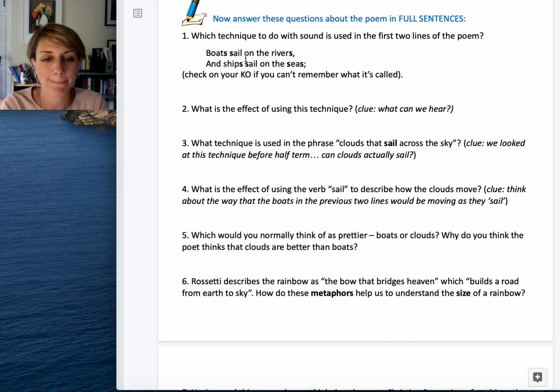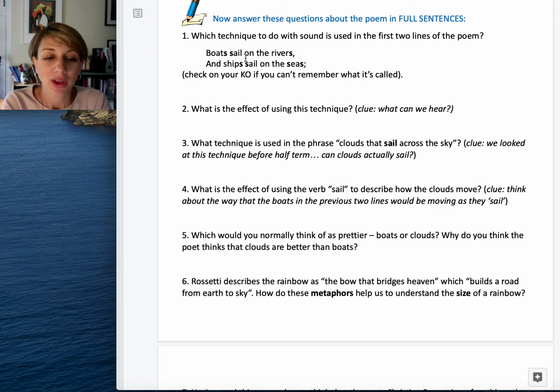Question 3. What technique is used in the phrase clouds that sail across the sky? Clue. We looked at this technique before half term. My hint to you is, can clouds actually sail?